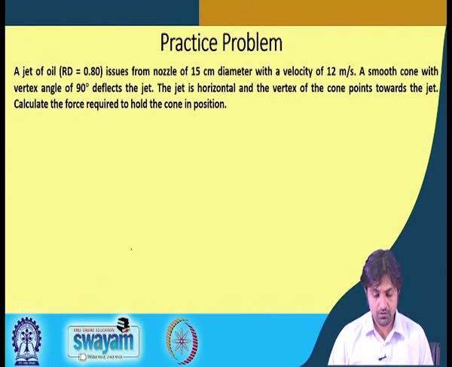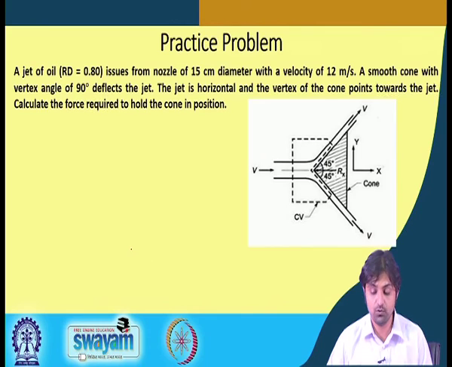Now we can solve one practice problem. This will be based mostly on Bernoulli's and the momentum or mass conservation equation. A jet of oil, relative density 0.80, issues from a nozzle of 15 centimeter diameter with a velocity of 12 meters per second. A smooth cone with a vertex angle of 90 degrees deflects the jet. The jet is horizontal and the vertex of the cone points towards the jet. Calculate the force required to hold the cone in position.